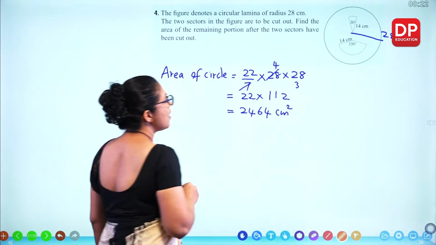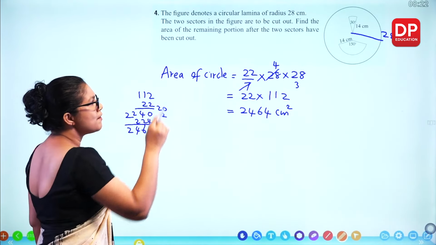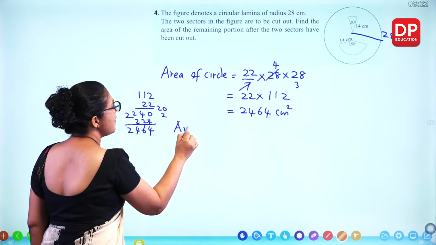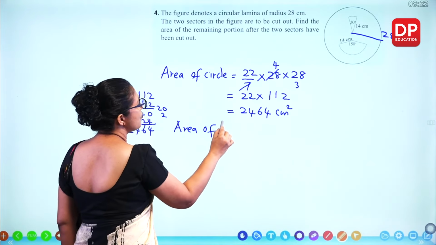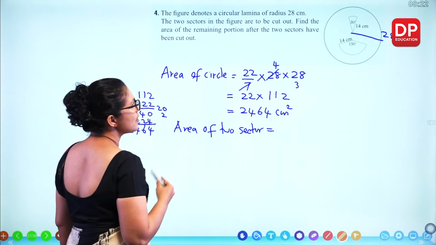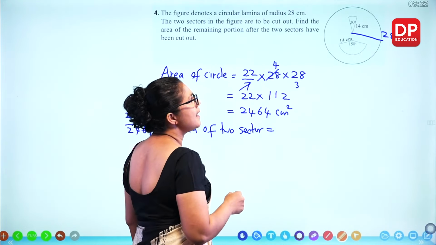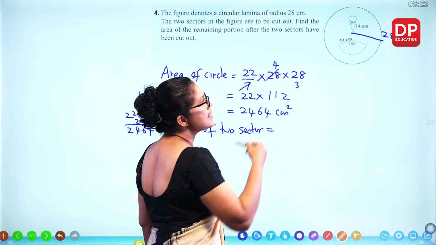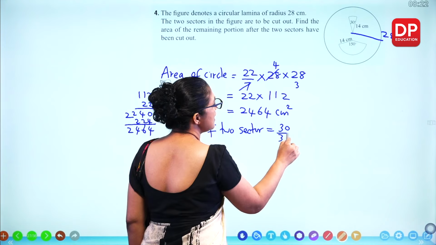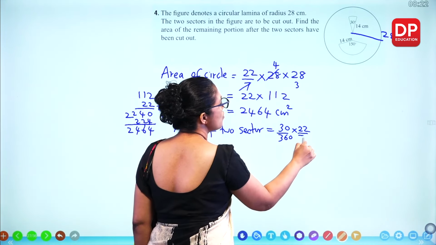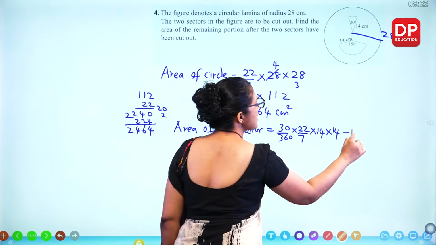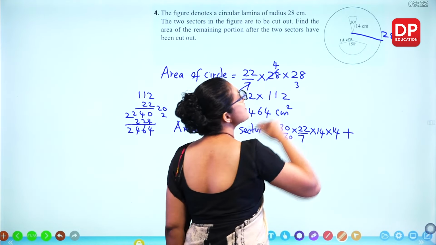What's the unit? Square centimeters. And then we'll find out separately the areas for the sectors. So area of two sectors we'll find together. When you take the first one, angle at the center is 30 and the radius is given 14. So you can straight away use 30/360 into pi, that's 22/7, into r is 14 times 14 plus, what's the area of the other sector?